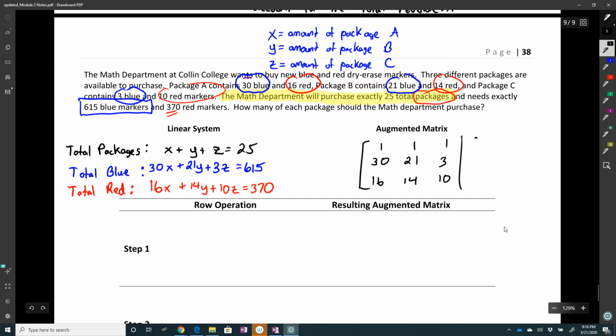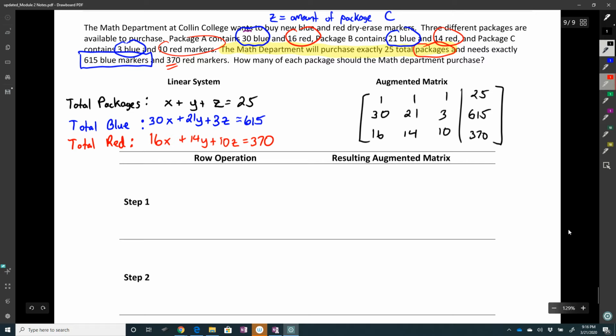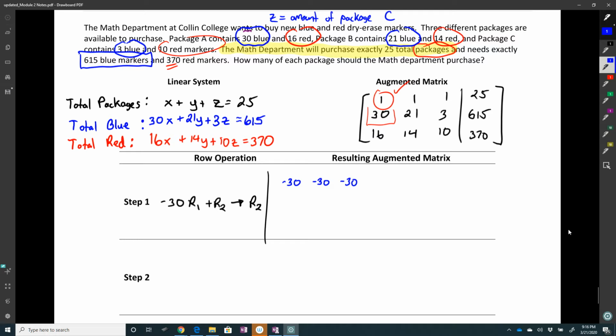Okay, so to give you practice with the lab, let's go ahead and do the steps to do it. We already know our first one's already a 1, so that's taken care of. Now I want to turn this into a 0. We're in column 1, so I'm going to use row 1. Negative 30 row 1 plus row 2 gives me my new row 2. So the numbers are a little bit bigger, but that gives me negative 30, negative 30, negative 30, and I have no idea what that is, but luckily I have my phone with me.